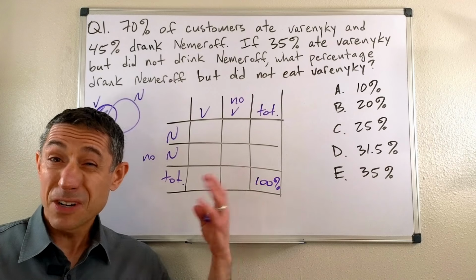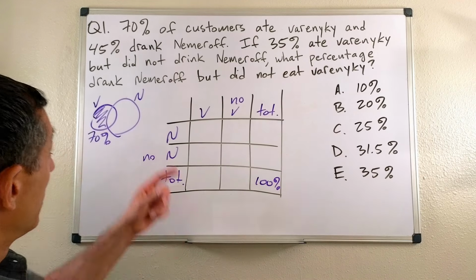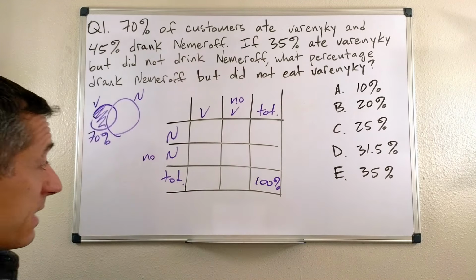Now from here, it really just functions almost like a little Sudoku puzzle. We know that 70% of the customers eat Vareniki.